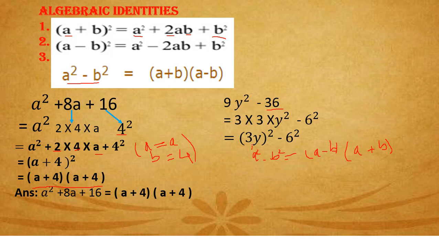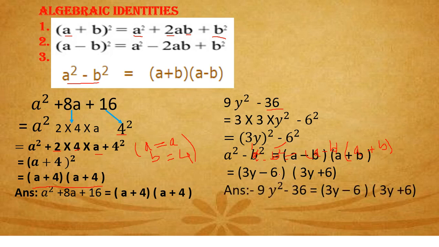Now what is the value of a and b? A is 3y, and b is 6. So it can be written as a square minus b square, that is 3y minus 6 and 3y plus 6. By using this we can compare a is 3y and b is 6. So it can be written as 3y minus 6 and 3y plus 6. So here the expression is of the form 9y square minus 36. Its factor is 3y minus 6 and 3y plus 6.